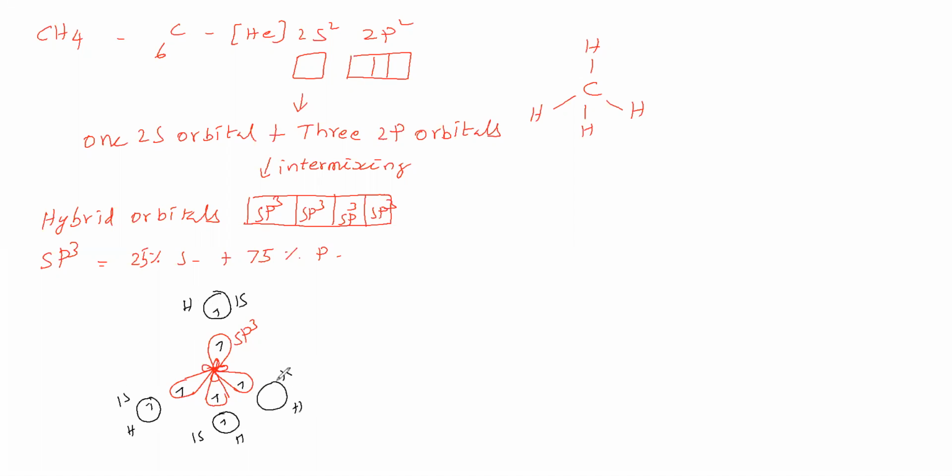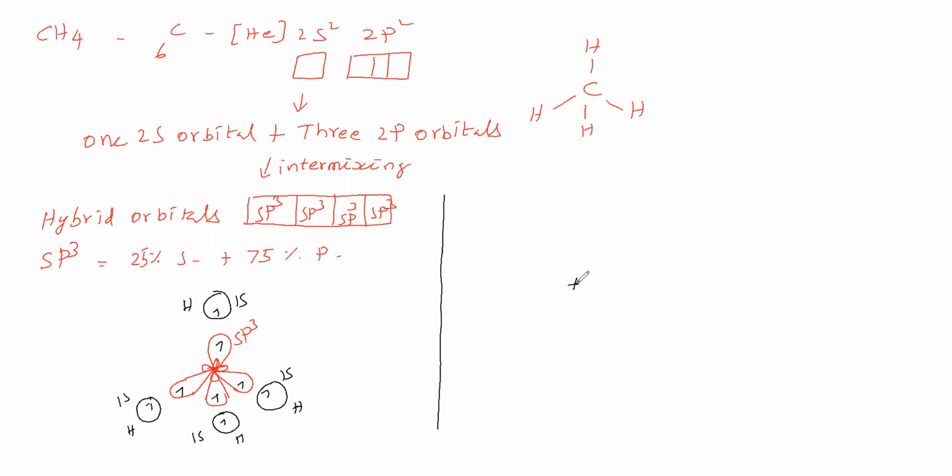So four 1s atomic orbitals we are writing. So in methane, the central atom is carbon. Carbon has four sp3 hybrid orbitals and four 1s orbitals of hydrogen. Now they are going for overlapping.